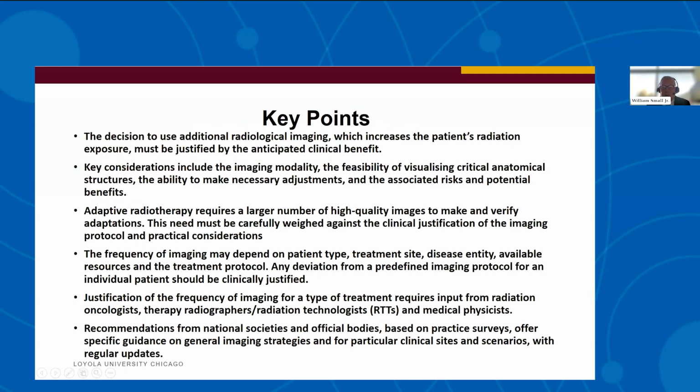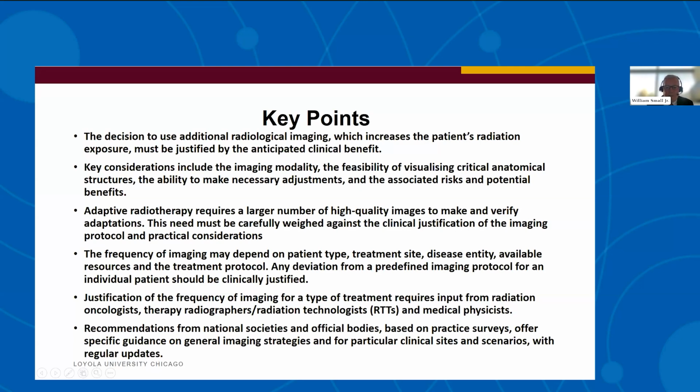The decision to use additional radiographic imaging, which increases a patient's radiation exposure, must be justified by the anticipated clinical benefit. And some of the discussions will talk about this. We don't have a lot of scientific data on what the right imaging is, and we really need to work on that. Key considerations include the imaging modality, the feasibility of visualizing the critical structures, anatomical structure, the ability to make necessary adjustments, and the associated risk and potential benefits.